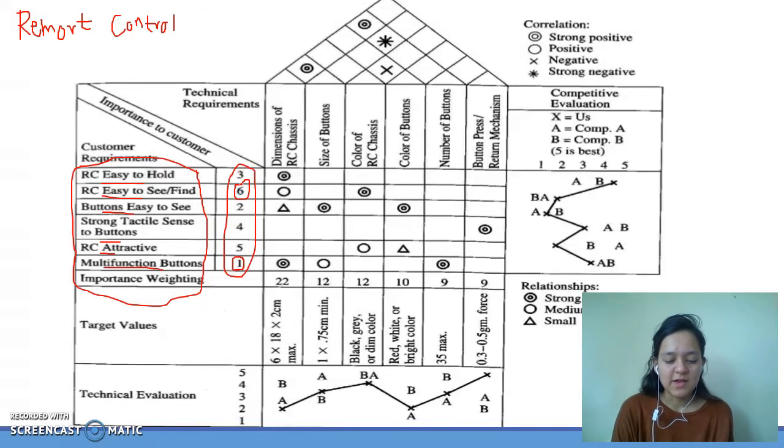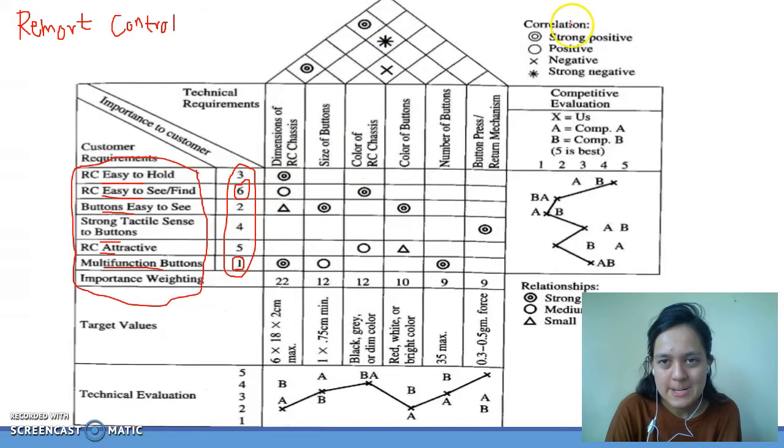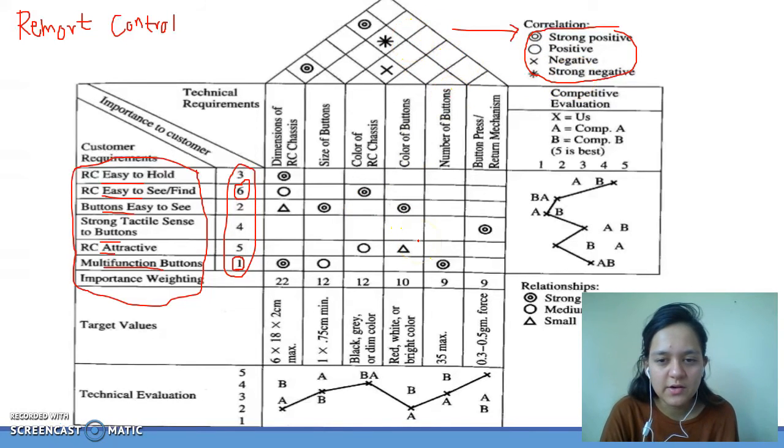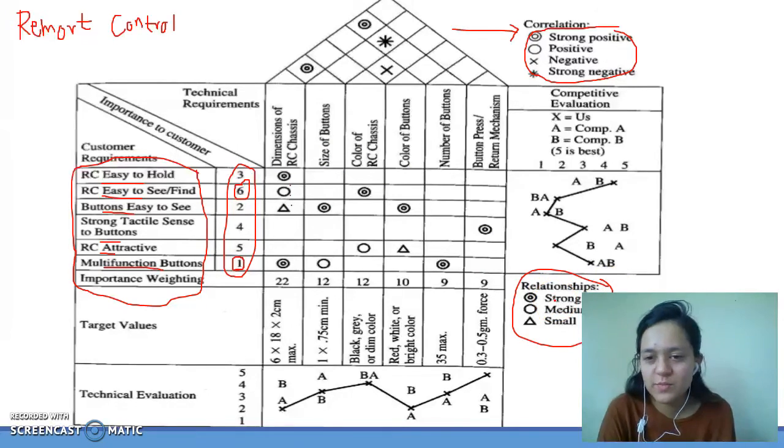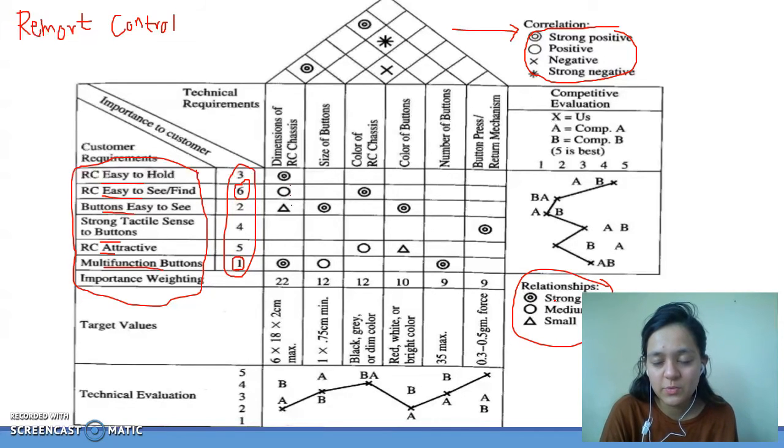prioritized by customers. Alright, so now let's understand what these symbols mean. These symbols right here are representing the relationships. Double circles means strong positive correlation. One circle positive, cross negative, asterisk strong negative. Now I'll tell you how you can identify. These symbols are telling you the relationship. Double circle being the strongest relationship, rating is 9. They are all given numerical ratings. One single circle is a medium relationship, and a triangle is small.